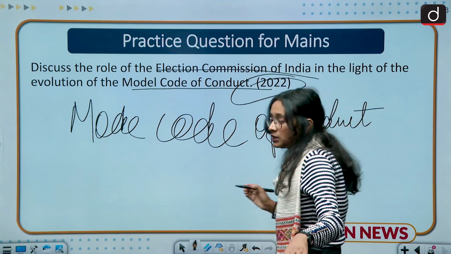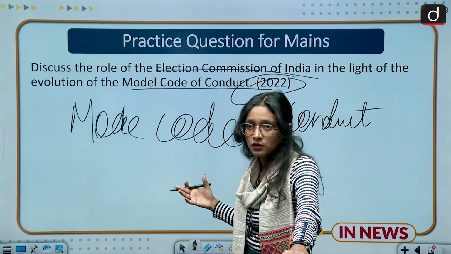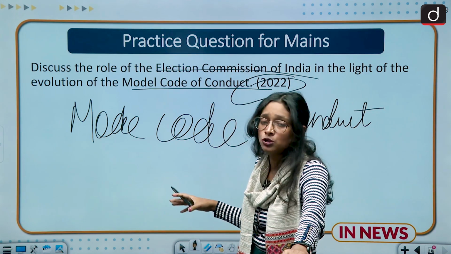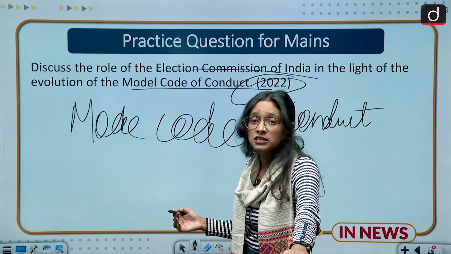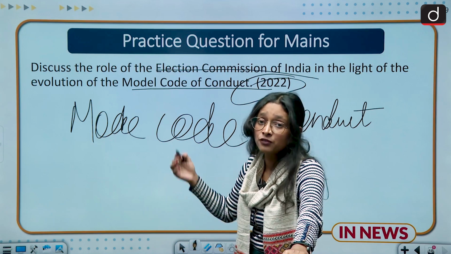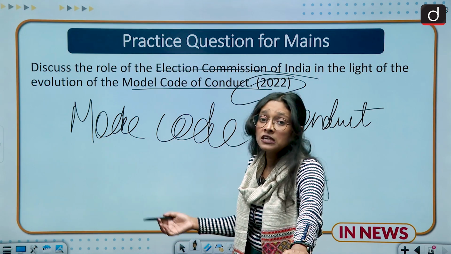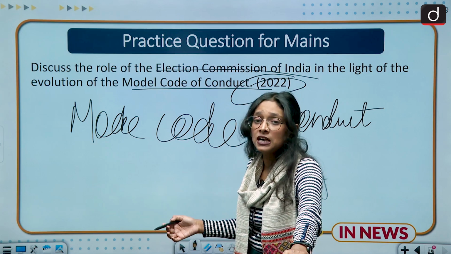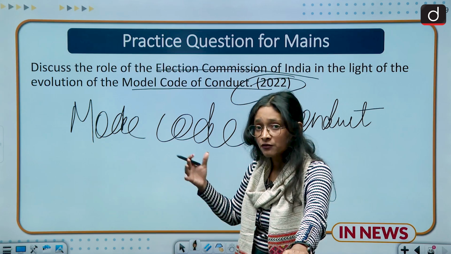So coming to that, in the Constitution, do we have this kind of provision, the model code of conduct? This term has not been used in the Constitution, but Article 324 says that the Election Commission of India is empowered to conduct free and fair elections. So in order to conduct free and fair elections, it is conventionally decided that the model code of conduct should be there.